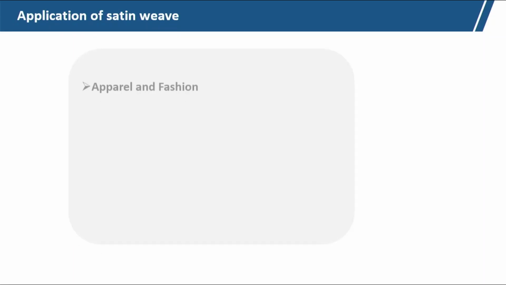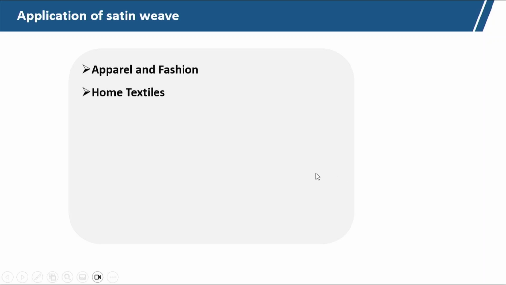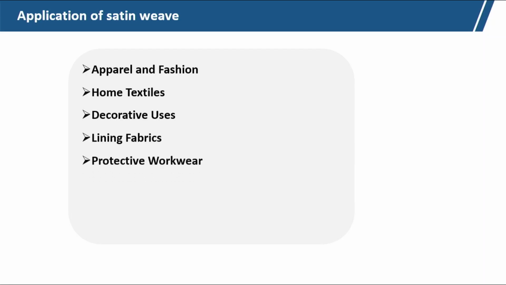Now, let us see the applications. In the apparel and fashion industry, satin fabric is widely used for its luster and its glow. In home furnishing, it is used due to its drape characteristics. Decorative applications, satin fabrics are widely used. Lining fabrics, protective workwear, we use satin where heat reflection is important, or many other applications where we use the satin fabrics.